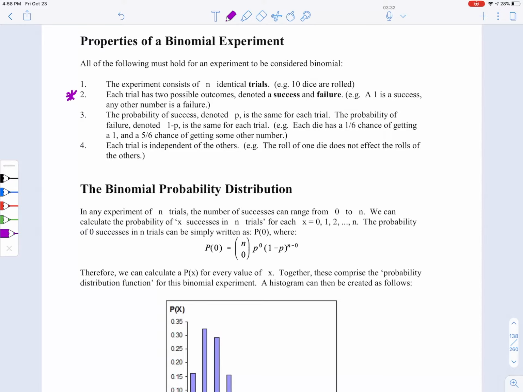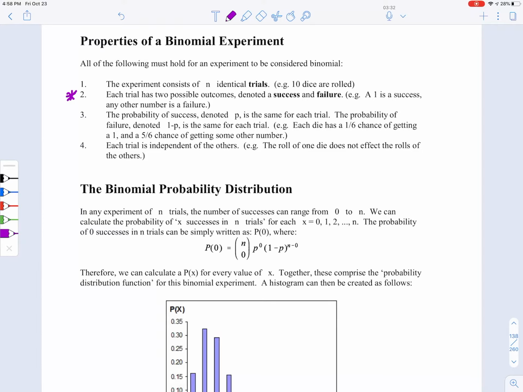And then number 4, each trial is independent of the others. So when we're talking about rolling dice, it means that the dice are not affecting each other. When you're flipping a coin, of course, what you got before doesn't have any bearing on what you're going to get in the next flip. When we're talking about sampling people, it's the same thing, as long as the sample is big enough or spread out enough that they're not influencing each other.